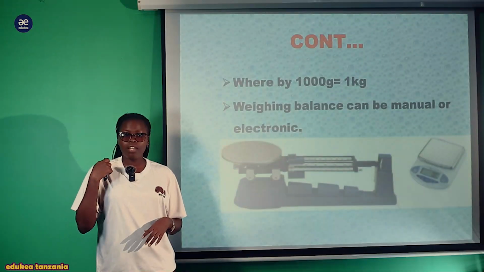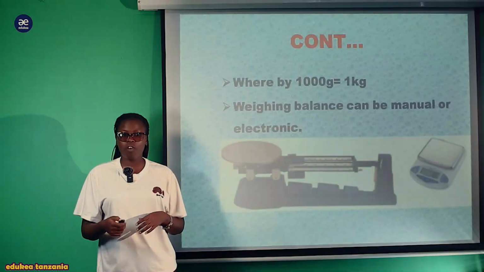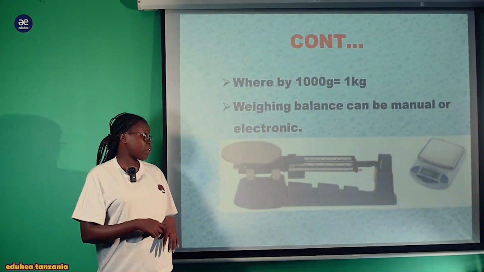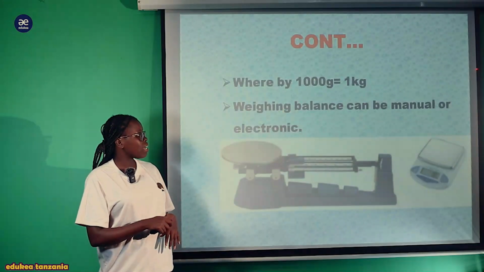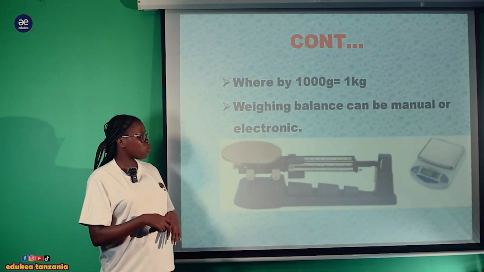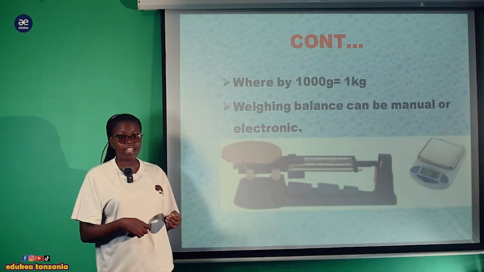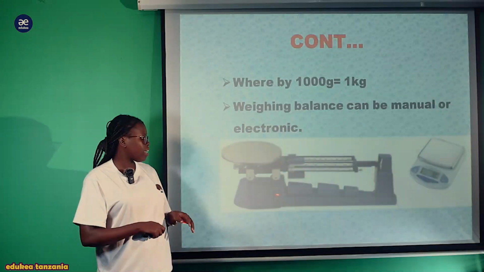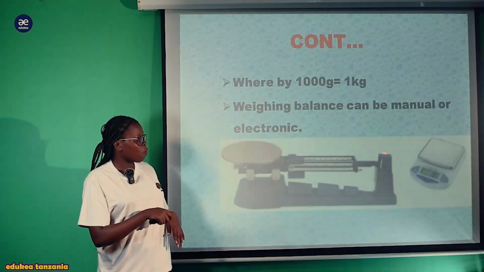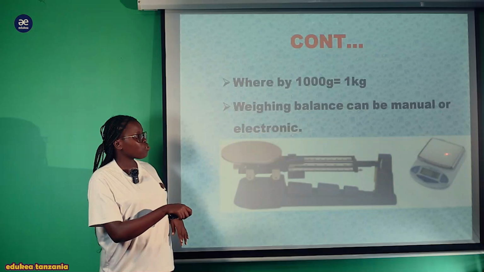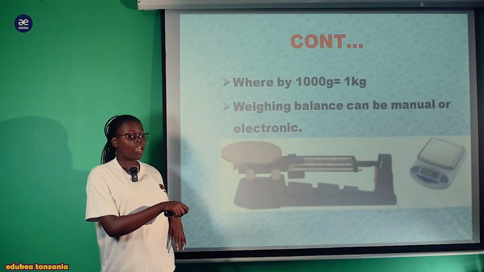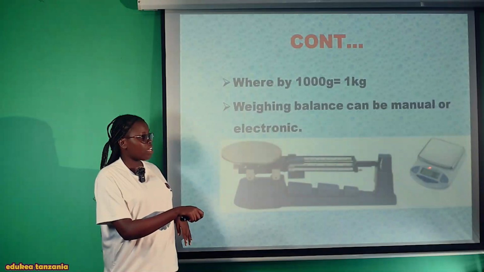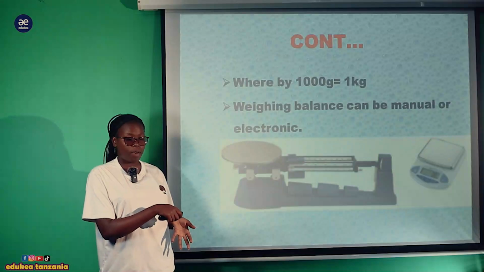And a weighing balance can be manual or electronic. Mizani inaweza ikawa either ya kutumia elektroniki au ikawa ile ya kawaida. And these are examples of the weighing balance. Hapa ni electronic, mara nyingi inatumika maabara katika kupima mass of the reagents ambao umepewa. Lakini hii hapa hata madukani pia ipo utaikuta, inatumika katika kupima uzito wa vitu mbalimbali.